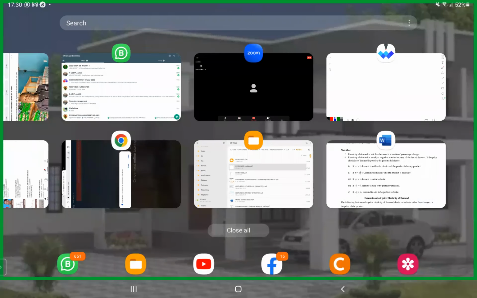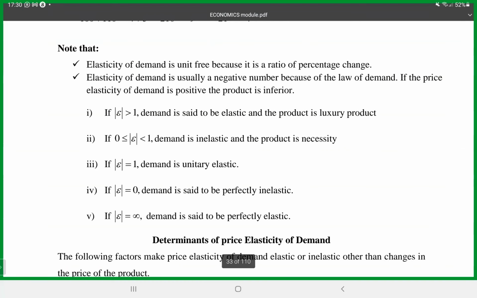If your elasticity of demand is greater than one, for example 1.2 or 1.34, once it is greater than one, that means that demand is said to be elastic and the product is a luxury good. I'll repeat. If you find that your answer, which is the elasticity of demand, is greater than one, just know that the demand is said to be elastic demand, all right?